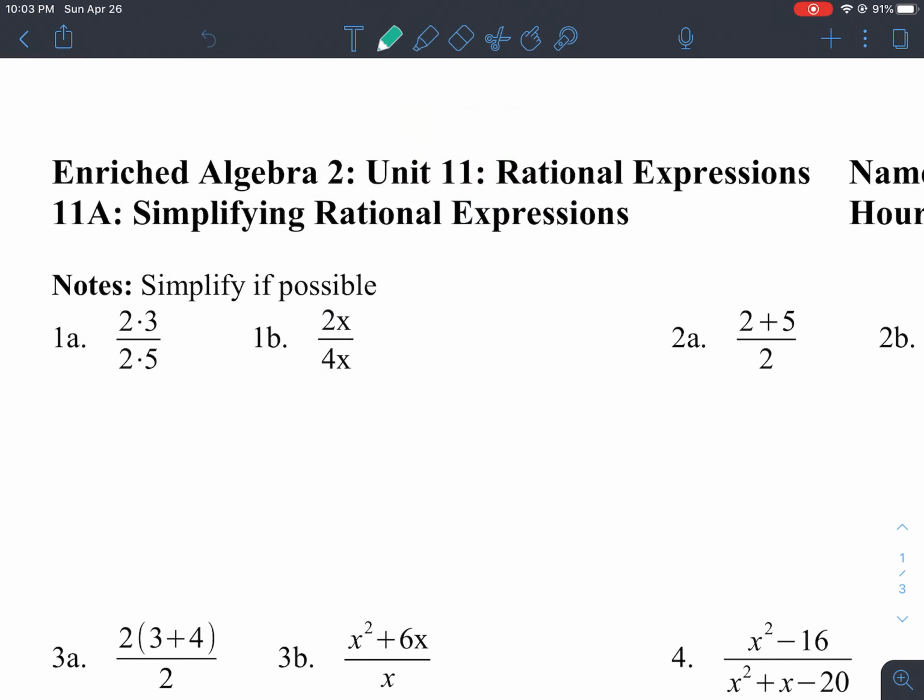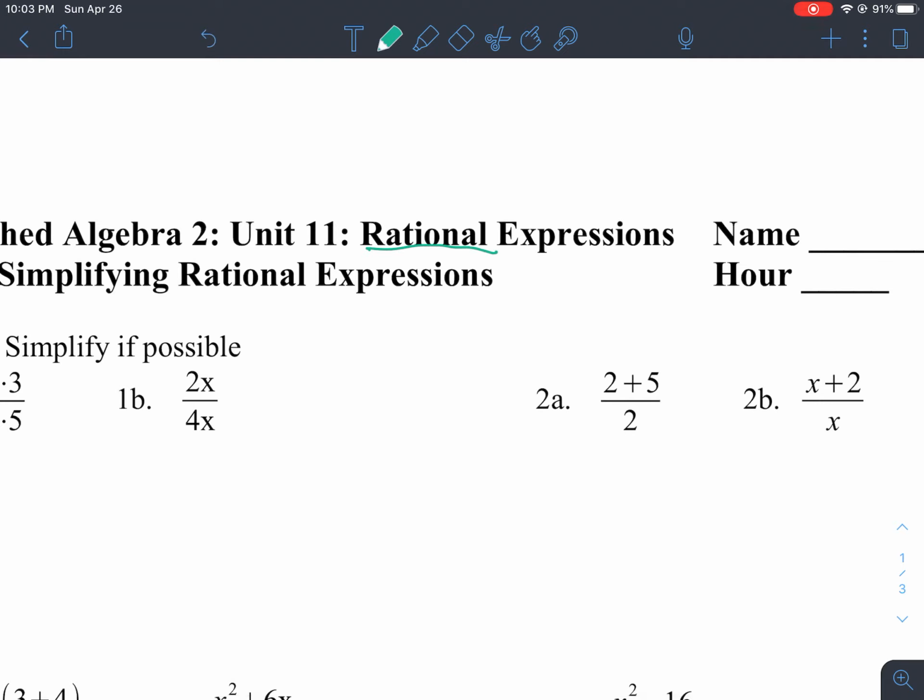Well, what is a rational expression? Okay, rational, think of fraction. So is 3 a rational number? Sure, because 3 can be written 3 over 1 as a fraction. Is pi a rational number? Pi cannot be written as a fraction. So pi is not rational.